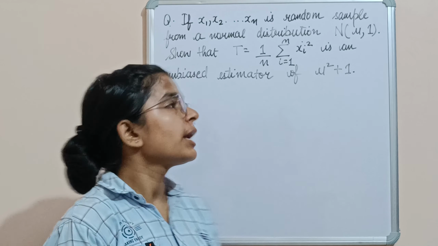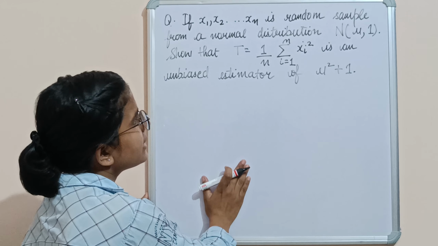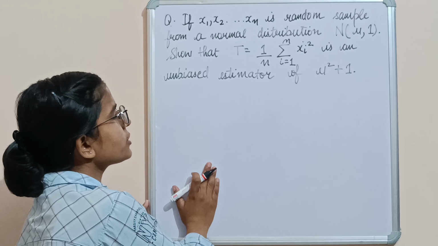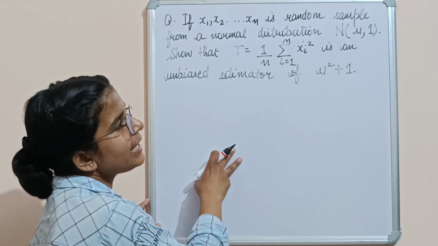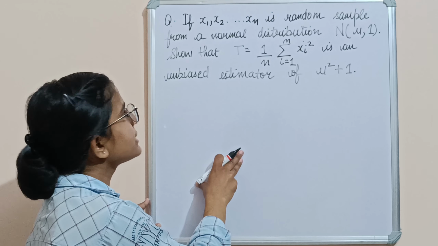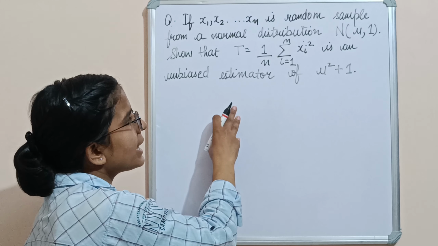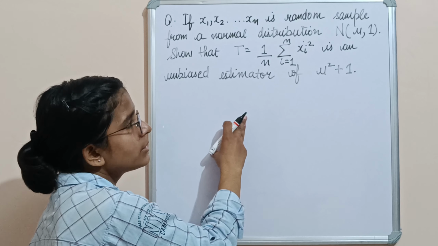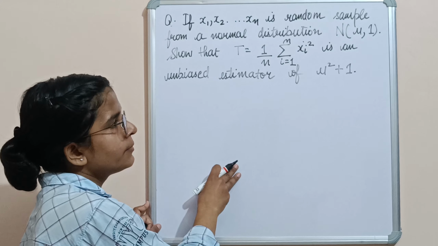Our question is: if x1, x2 till xn is a random sample from a normal distribution N(mu, 1), where the mean is mu and variance is 1, show that T equals 1 by n summation i equal to 1 to n xi square is an unbiased estimator of mu square plus 1.